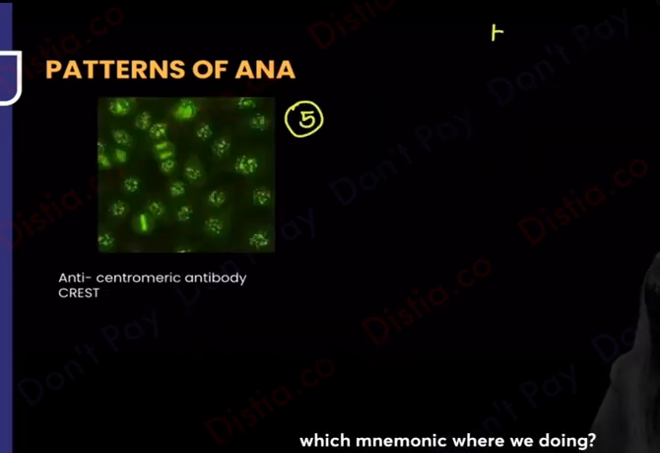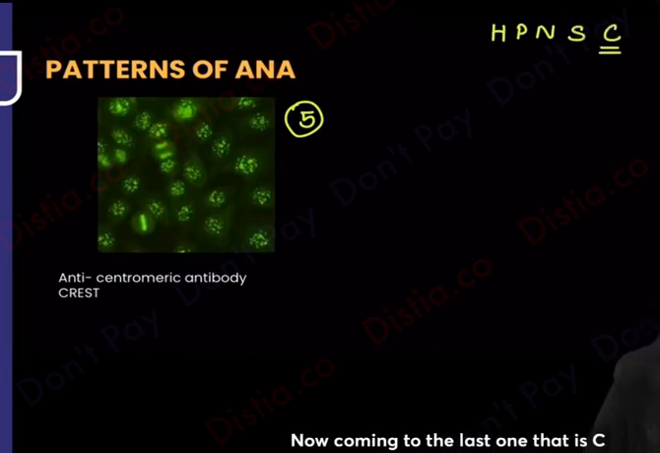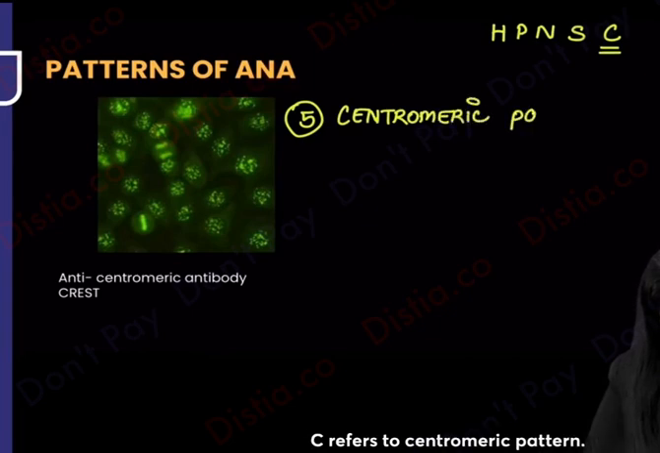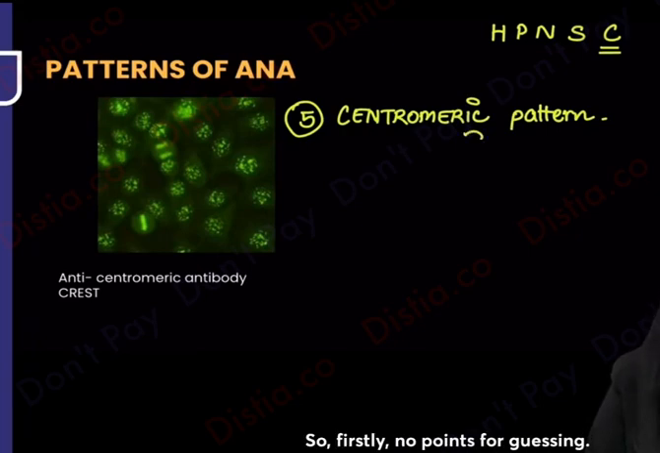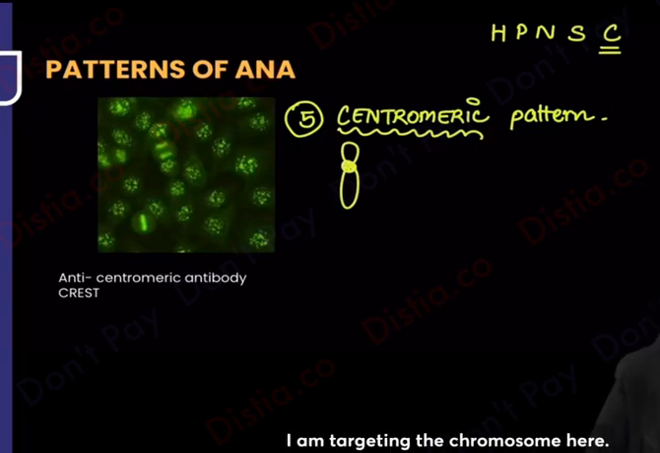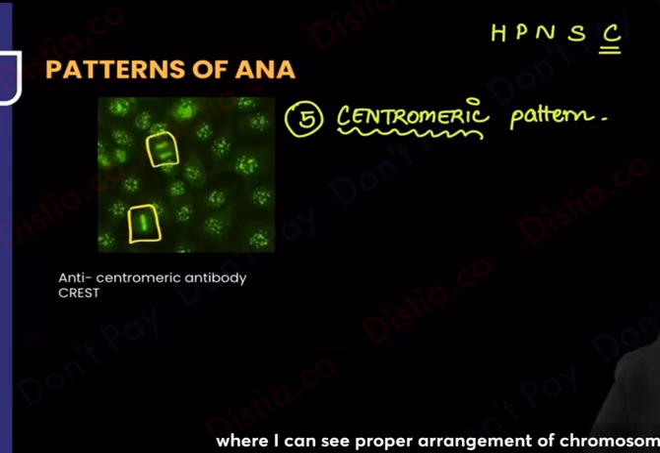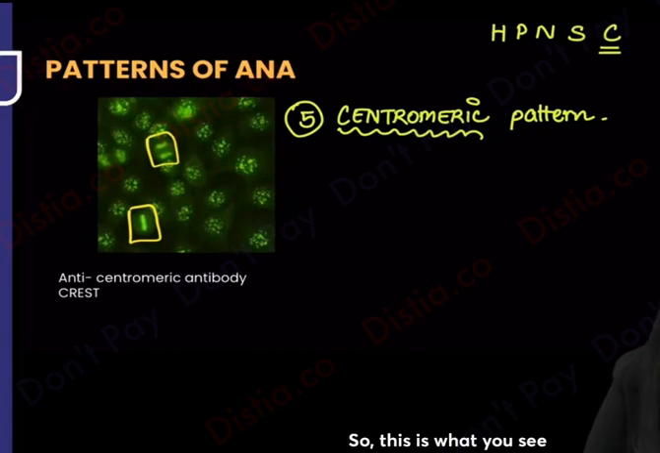Which mnemonic were we doing? We were doing the mnemonic HAPPENS. Now coming to the last one, that is C, and the C refers to a centromeric pattern. So firstly, no points for guessing. What is centromere? Centromere is the center of a chromosome. I am targeting the chromosome here. And can you all see that there are lots of nuclei where I can see proper arrangement of chromosomes and mitotic spindles? So this is what you see when there is an antibody specifically against centromere.